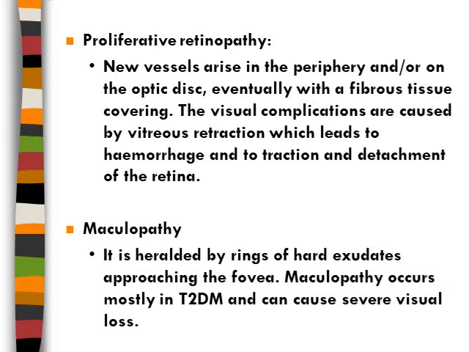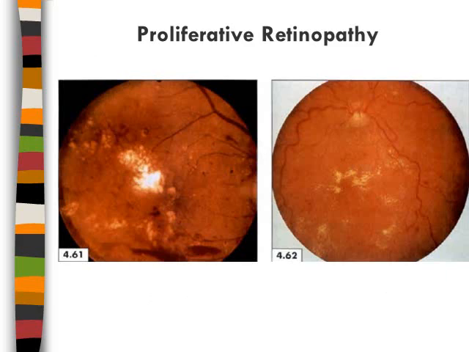Maculopathy is also a feature which is a cause of blindness in these patients. It is heralded by rings of hard exudates approaching the fovea. Maculopathy occurs mostly in type 2 diabetics and can cause severe vision loss.